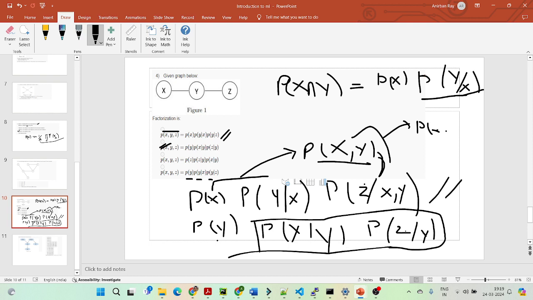Again, undirected graphs. This is what happens. Just for clarity, what you will write here: p of y, p of x given y, and p of z given y comma x. Am I correct or not? No, no, no.